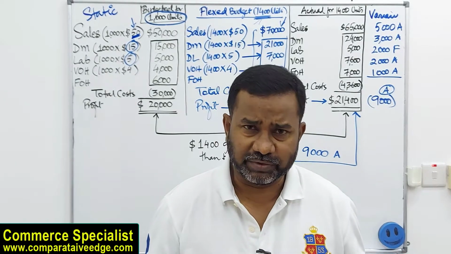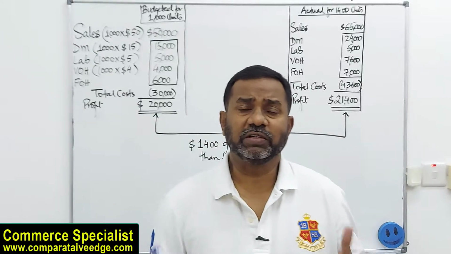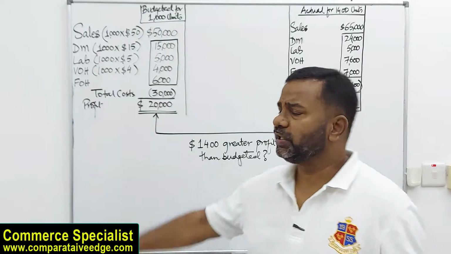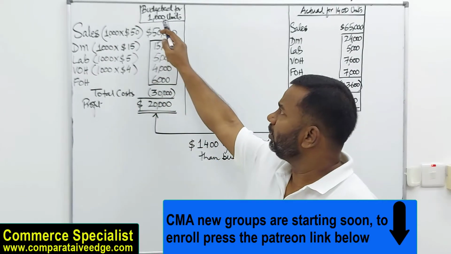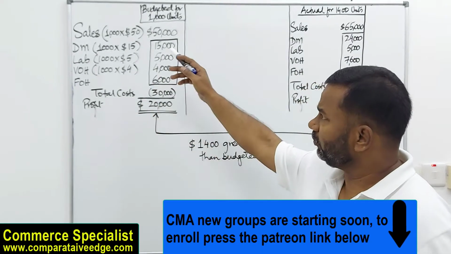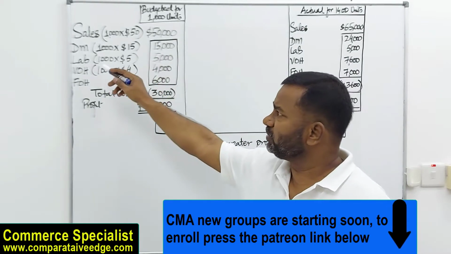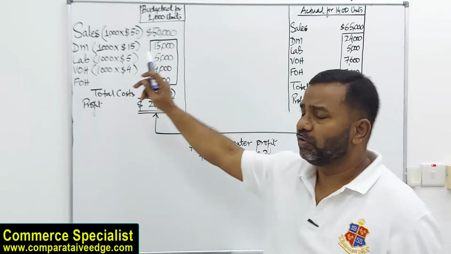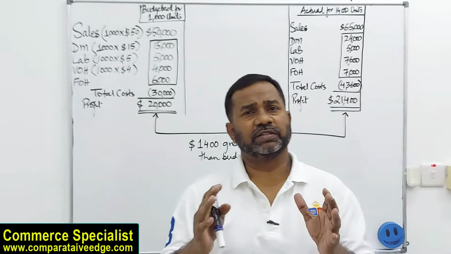So what is flexible budget? In order to understand it, we need to focus on these figures. If you could see here, I've given some details. Profit has been calculated for making and selling 1,000 units. We started off with sales, selling 1,000 units at a selling price of 50,000. DM is direct material, cost is 15,000, direct labor 5,000, variable overheads another 4,000, and fixed overheads are 6,000.